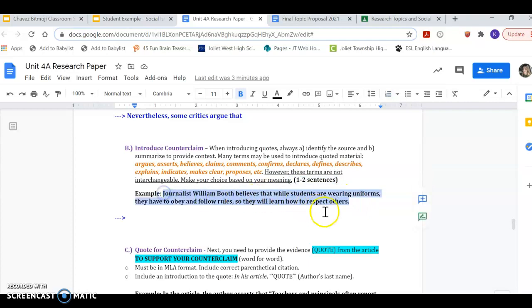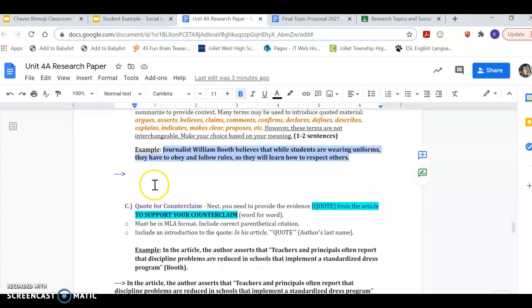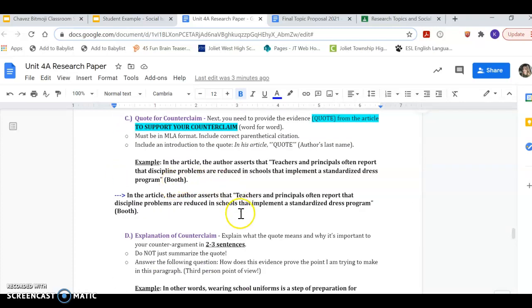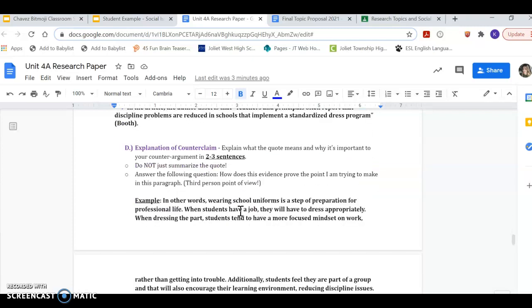My example is, "Journalist William Booth believes that while students are wearing uniforms, they have to obey and follow rules, so they will learn how to respect others." So you are writing yours next to this blue arrow underneath the example. The quote you already have, we did that first, so you can scroll right to letter D, the explanation.